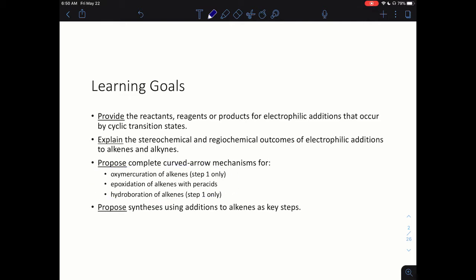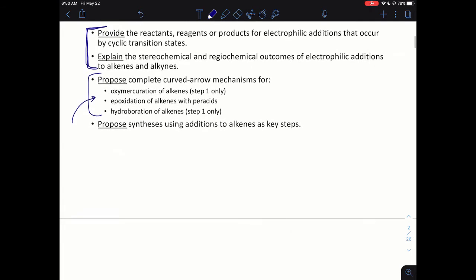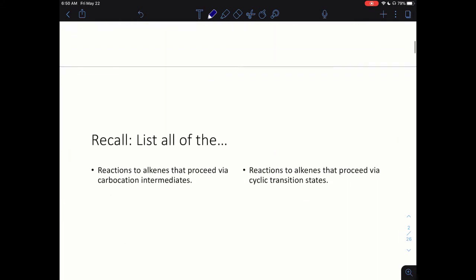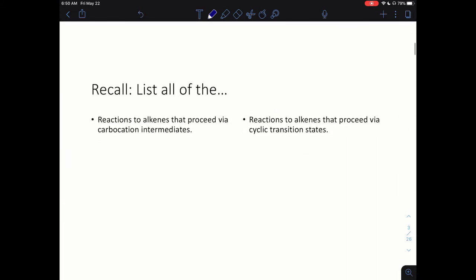We don't need to know the mechanisms for every single reaction we discuss today. For some of them, we'll only need to be able to use them in box problems, so providing the reactants, reagents, or products. I have that listed here, and you can check back if you need a reminder of which reactions you need to know the mechanisms for and which you don't.